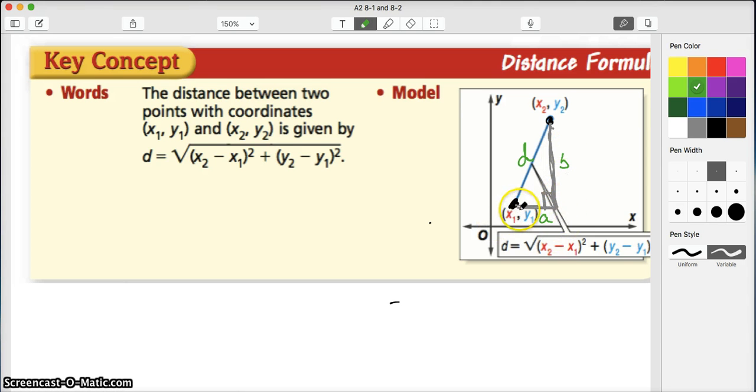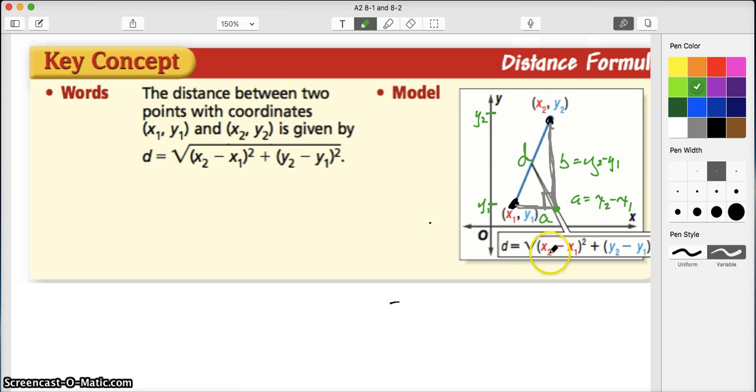How do I get my A value, though? How do I get the distance from here to here? This distance will be the distance from x1 to x2. So A is equal to the distance between x1 and x2, which is x sub 2 minus x sub 1. B, this height, will be the difference between y sub 1 and y sub 2. Like y sub 1 would be here, y sub 2 would be up here. The height of this triangle would be the difference between the two. So we get y sub 2 minus y sub 1.